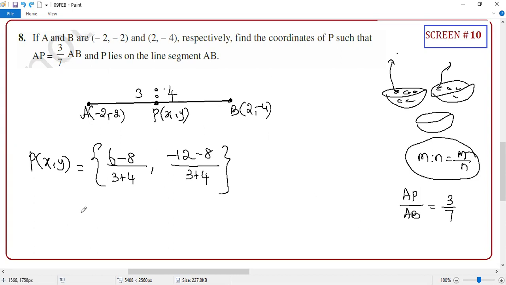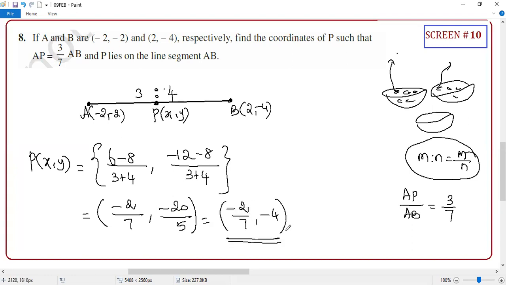So what we are doing now is easy, sir. Yes, easily we can do that. Mistakes will not happen. That's what I'm saying. The chances of mistakes are very less. Okay. 6 minus 8 is what, student? Minus 2 by 7. Minus 20 by 5. What is the answer? Minus 2 by 7, minus 4.